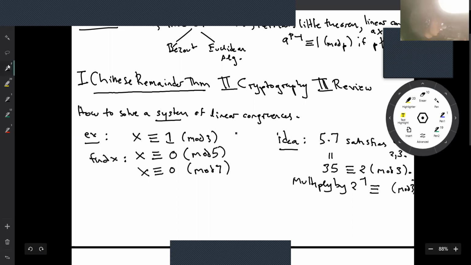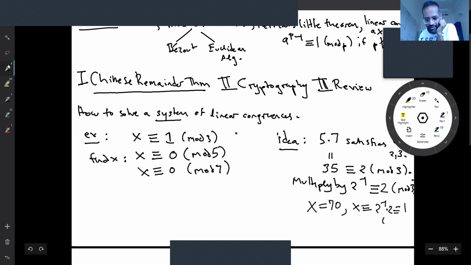Just 2. And now you get a number. So x equals 70, and this now satisfies all the equations, right? So x is congruent to 2 inverse times 2, which is congruent to 1 mod 3.